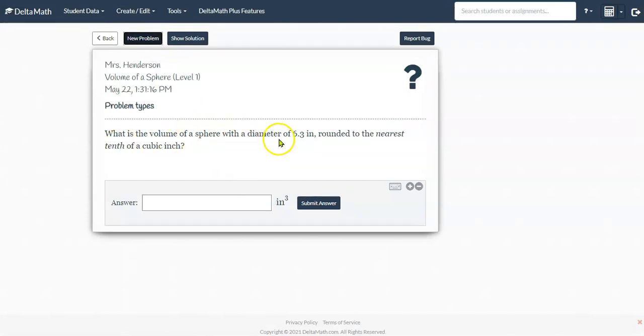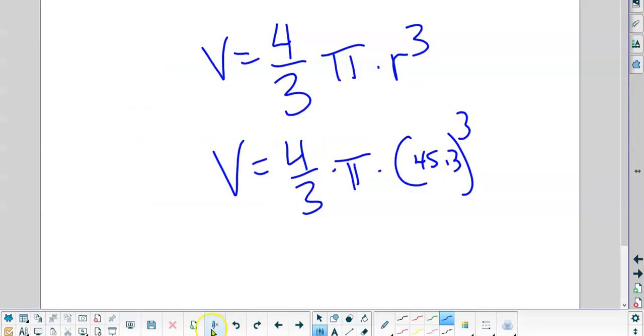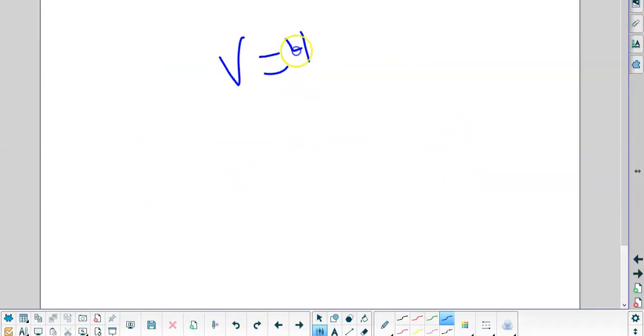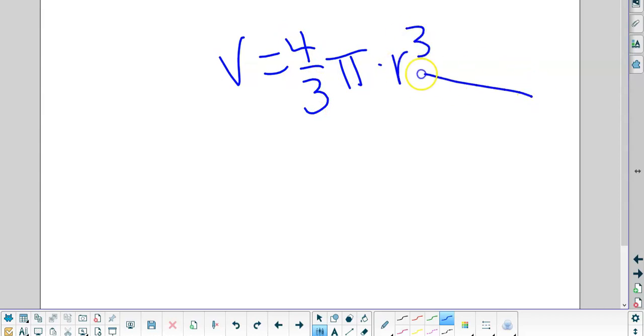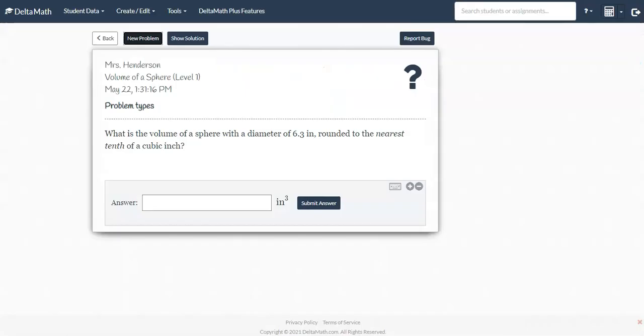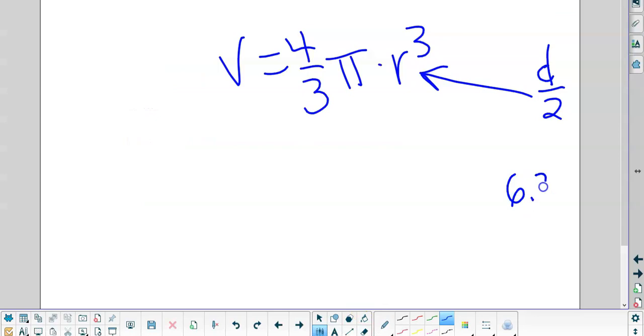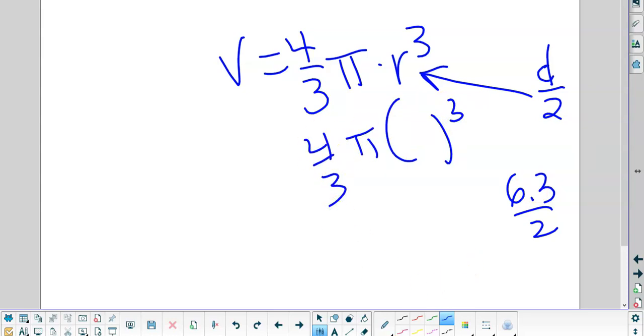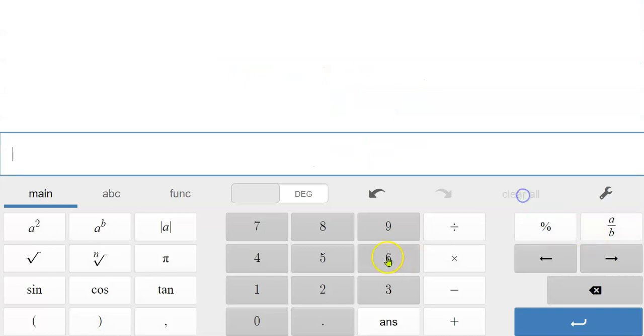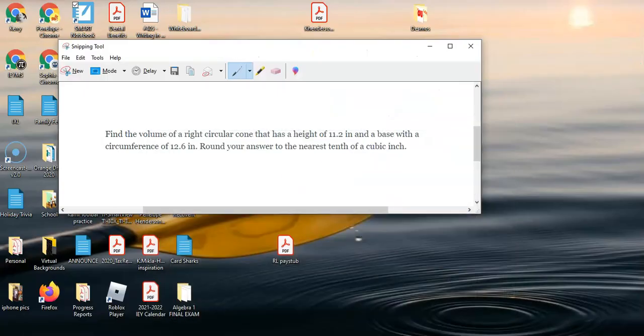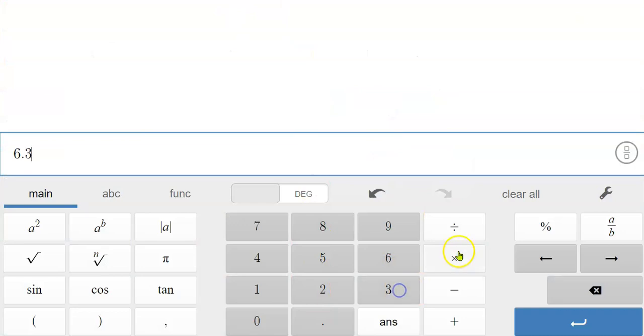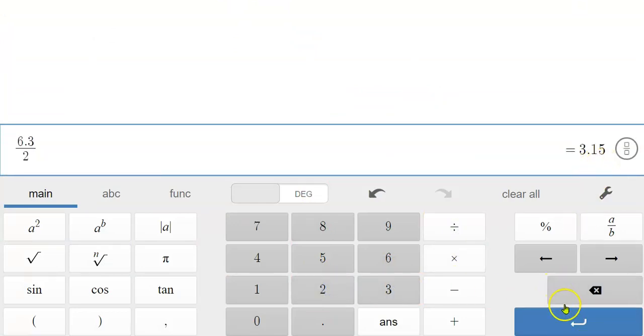All right, this one says, what's the volume of a sphere with a diameter of 6.3? So if you have a diameter, then you do not have the variable that you need, right? You need a radius. So diameter, if you divide it in half, will be your radius. So the diameter is 6.3, so we're going to take 6.3 and divide it in half, and that's what we will put in this position. Everything else is already ready to go. 6.3 divided by 2. Let's do that on our calculator. 6.3 divided by 2. All right, that's our radius.